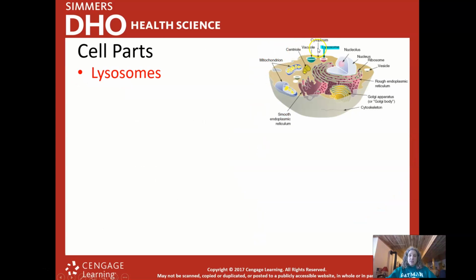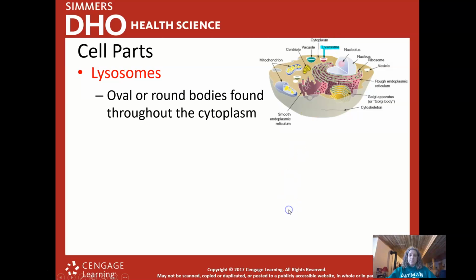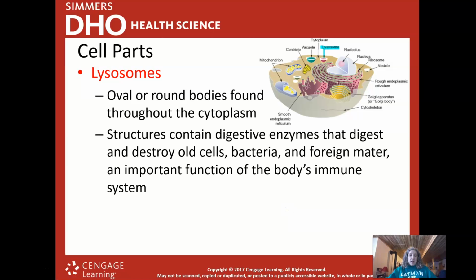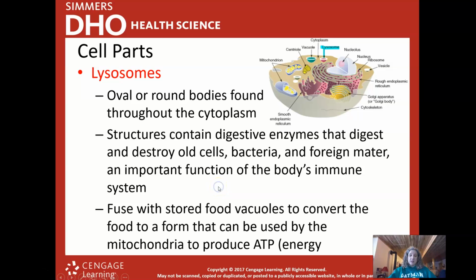The lysosomes appear in this picture. It's right here. You can see where it's highlighted. They are oval or round bodies found throughout the cytoplasm. The structures contain digestive enzymes that digest and destroy old cells, bacteria, and foreign matter, an important function of the body's immune system. It fuses with stored food vacuoles to convert the food to a form that can be used by the mitochondria to produce ATP, which is energy.